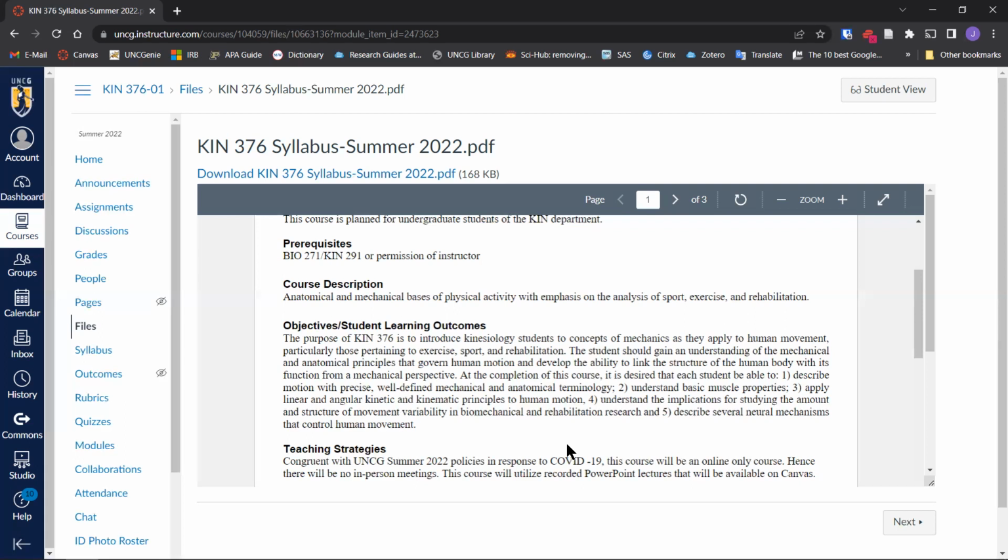You should also be able to understand the implications for studying the amount and structure of movement variability in biomechanical and rehabilitative research. This is a relatively new topic. Looking at variability in movement, we will have a lecture just on that, and you'll be able to describe several of the neural mechanisms that control human movement. We still make the assumption that the brain controls the body, so understanding how the nervous system is integrated into human movement will be taught in this class.